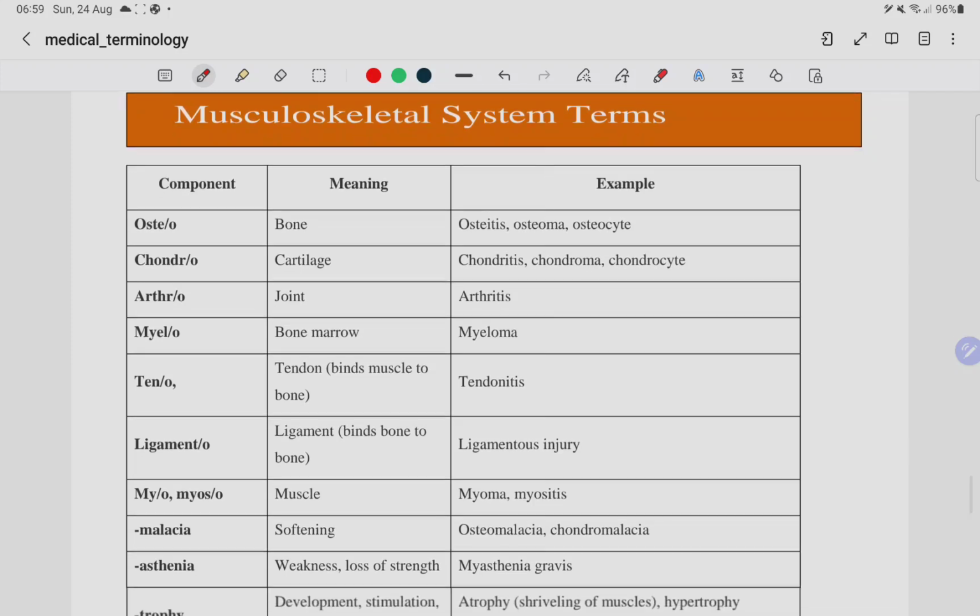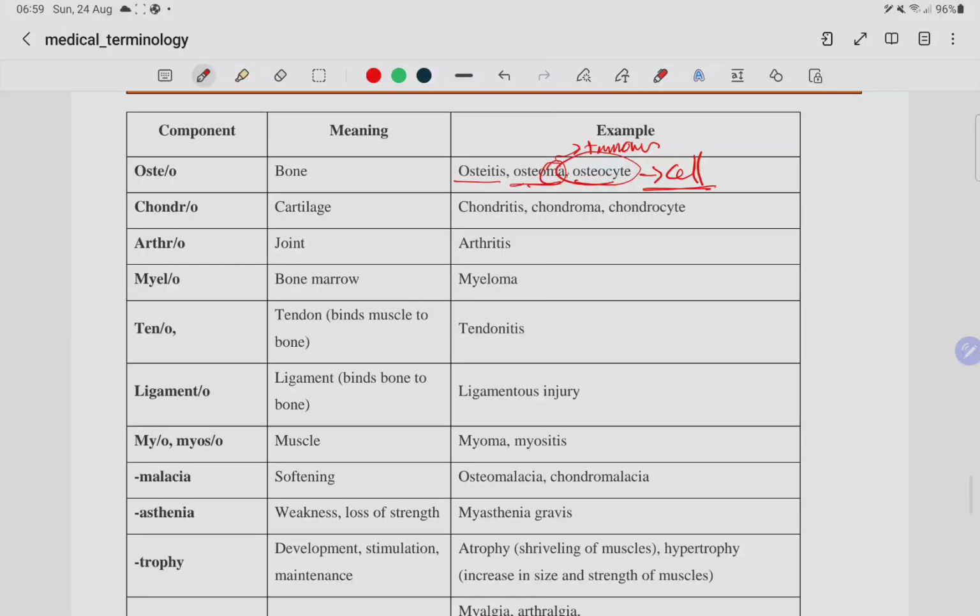Okay, osteo means bone. So when I say osteitis, there is inflammation of the bone. Oma means tumor. So when I say osteoma, it means there is a tumor in the bone. When I say osteocyte, cyte means cell, the cell that is found in the bone.